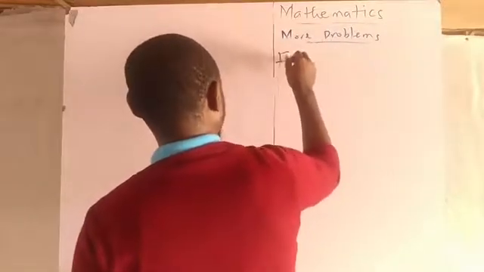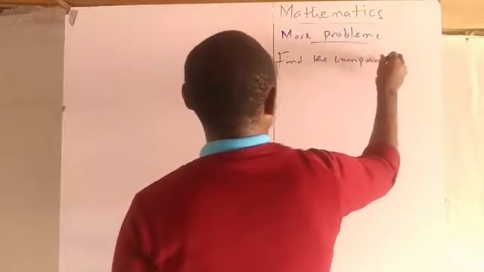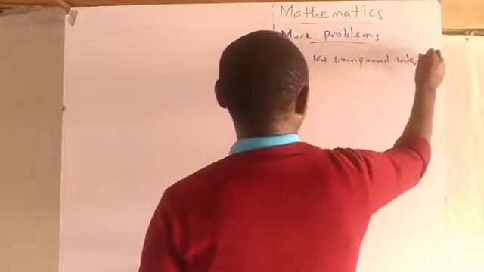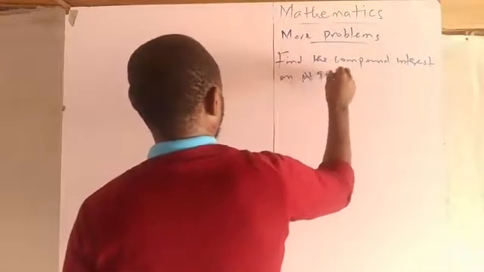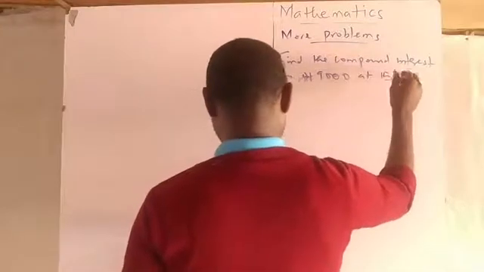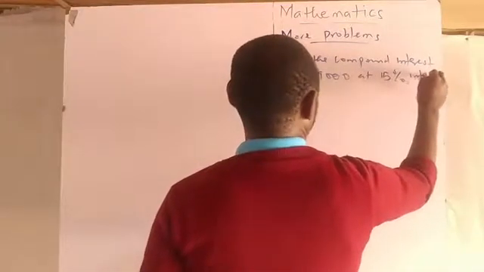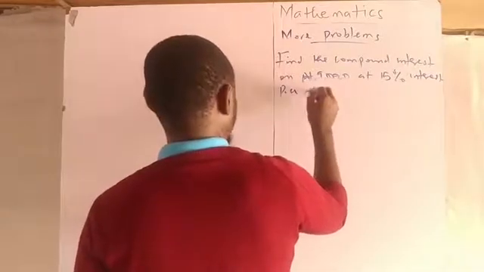So find the compound interest on 9,000 at 15% interest per annum for 3 years.